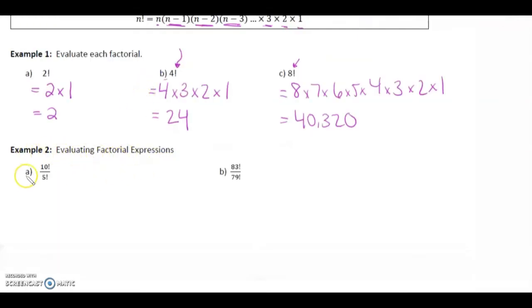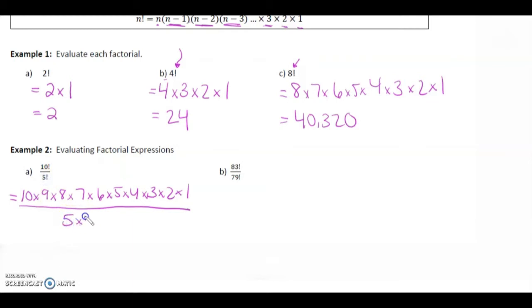Example 2, evaluating factorial expressions. If we had something like 10 factorial over 5 factorial, we can do this one of 2 ways. I'm going to do the completely expanded version. We have 10 times 9 times 8 times 7 times 6 times 5 times 4 times 3 times 2 times 1, which is super tedious, but you can do it this way. That's going to be over 5 factorial, which is 5 times 4 times 3 times 2 times 1. The 1's cancel out because 1 divided by 1 is 1, 2 divided by 2 is 1, 3 divided by 3 is 1, the 4's and the 5's cancel out. These sections are identical, so all of these cancel out and we're left with 10 times 9 times 8 times 7 times 6.